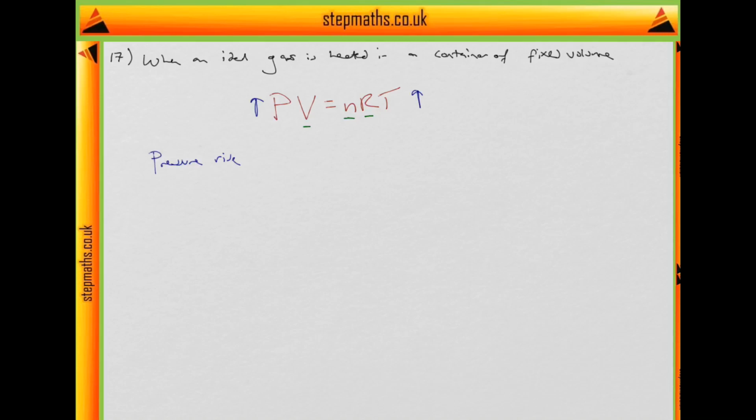So we need to consider what happens to the density. Well, density is mass over volume. The number of moles doesn't change, and the volume doesn't change. So clearly the density isn't going to change. So that means we must have the pressure rises and the density stays the same. So the answer is C.